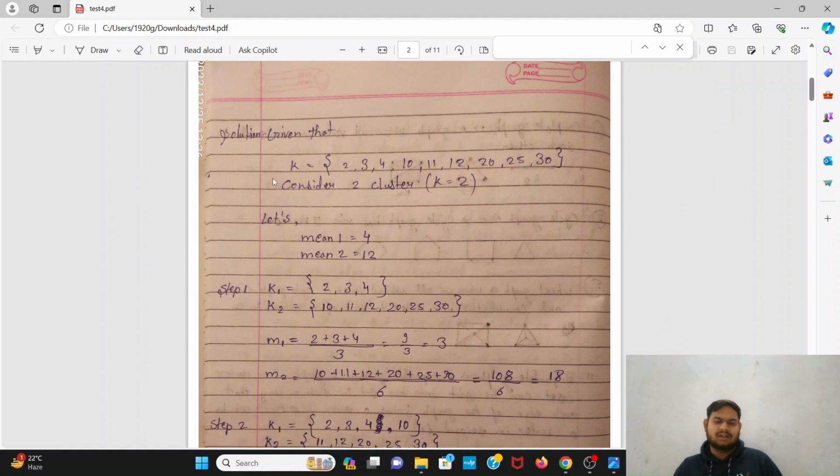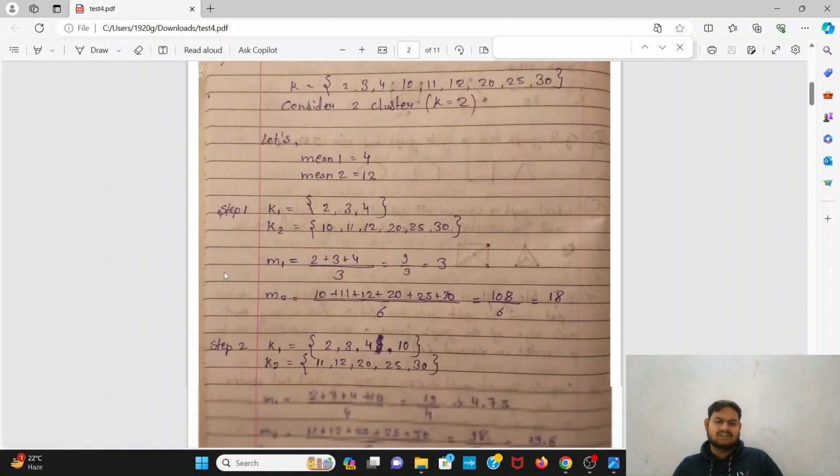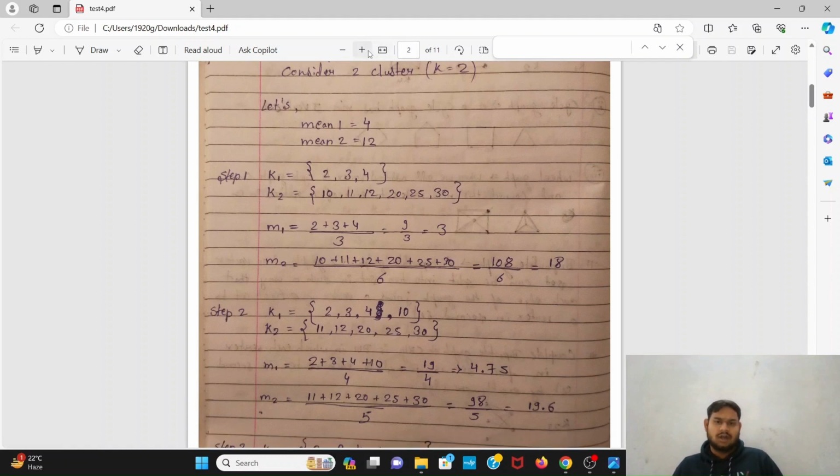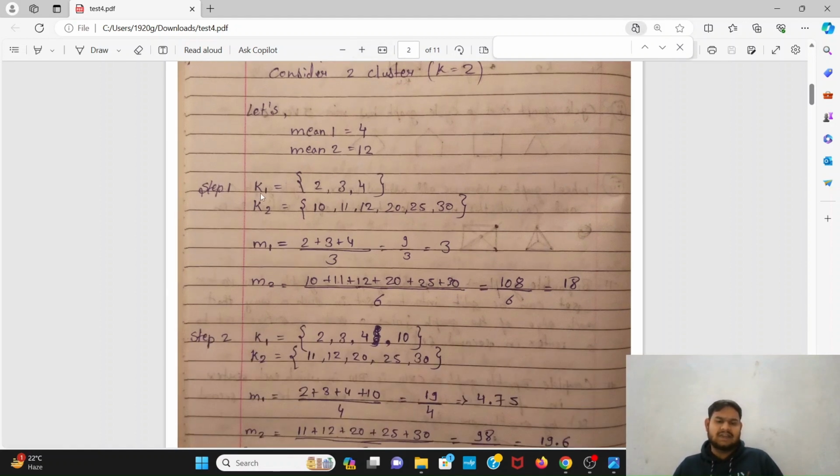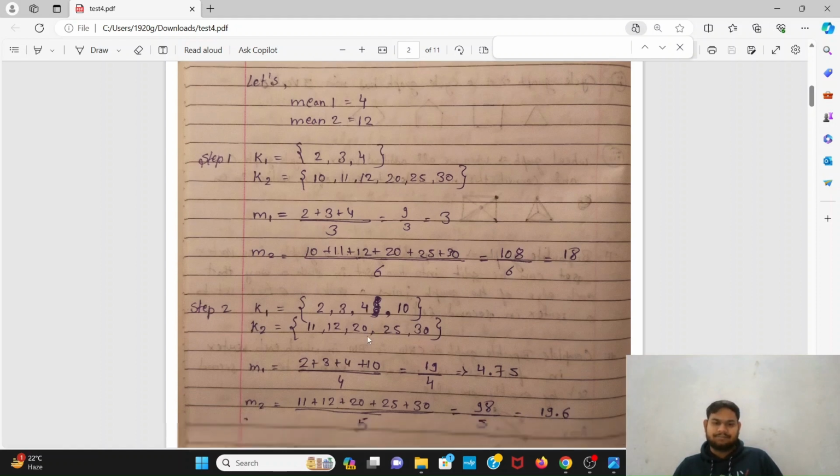Solution. Given the data 2, 3, 4, 10, 11, 12, 20, 25, 30, consider two clusters, K equals 2. Let the means be M1 equals 4 and M2 equals 12. Step 1. Assuming cluster K1 equals 2, 3, 4, and cluster K2 equals 10, 11, 12, 20, 25, 30. The mean of cluster K1 is 9 by 3, which equals 3, and the mean of cluster K2 is 108 by 6, which is 18.